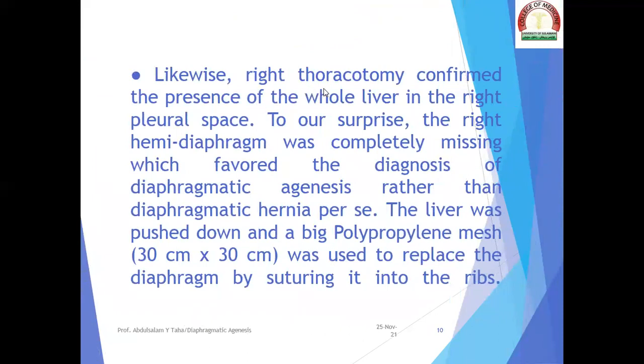Likewise, right thoracotomy confirmed the presence of the whole liver in the right pleural space. To our surprise, the right hemidiaphragm was completely missing, which favored the diagnosis of diaphragmatic agenesis rather than diaphragmatic hernia per se. The liver was pushed down, and a big polypropylene mesh, size 30 centimeter by 30 centimeter, was used to replace the diaphragm by suturing it into the ribs.